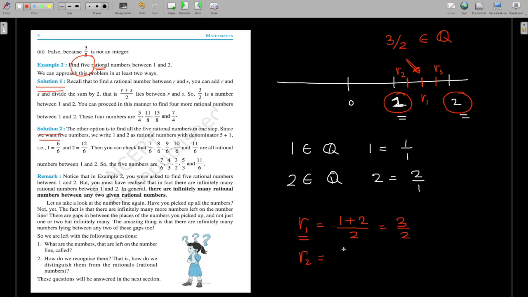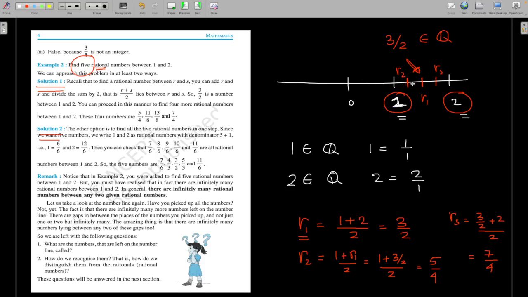And we'll use the same idea for R2. R2 is equal to (1 plus R1) by 2, which is equal to (1 plus 3 by 2) divided by 2, and this turns out to be 5 by 4. And similarly R3 is equal to (3 by 2 plus 2) divided by 2, and this is equal to, how much is it, 4 plus 3, 7 over 4. So now we have three rational numbers between 1 and 2.